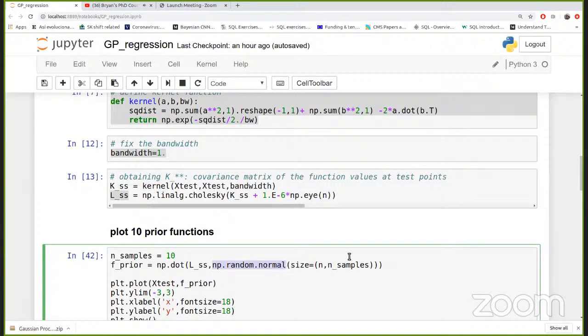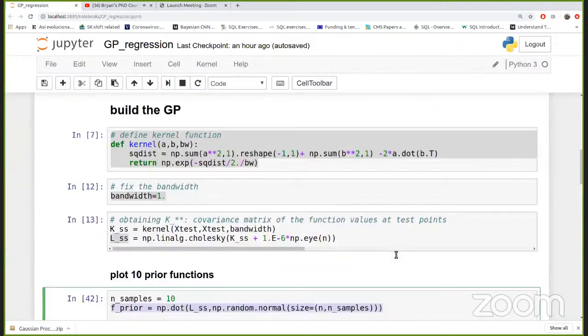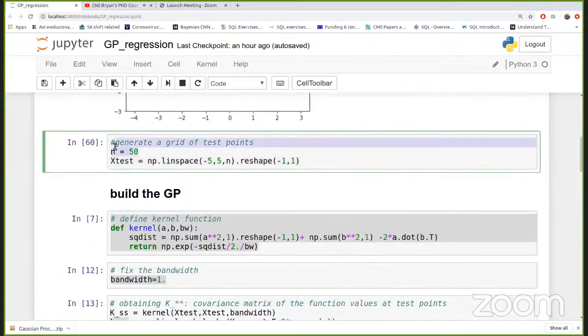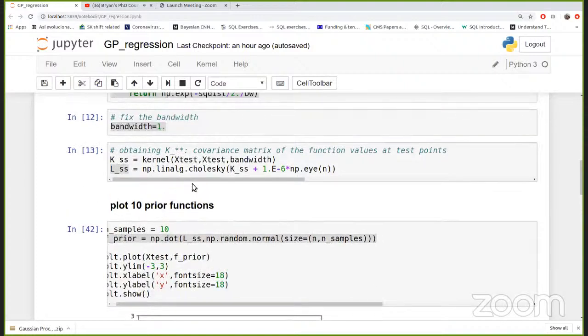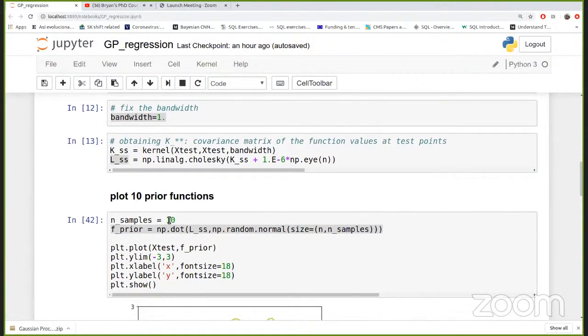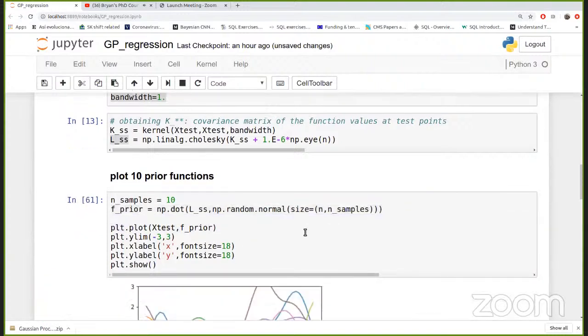The dimension of the multivariate normal is the number of points, and I want n samples of objects from that. So I have 10 objects. In general, this gives as an output an array of 50, which is the number of data points I have in my grid of points, by 10, because I have 10 values. Then I plot each of these 10 samples, and what I get is this.